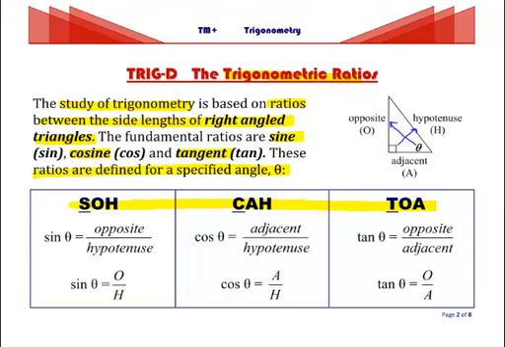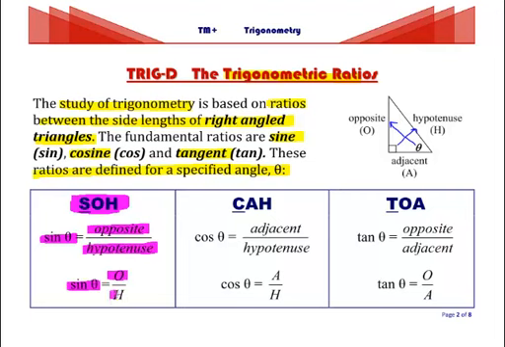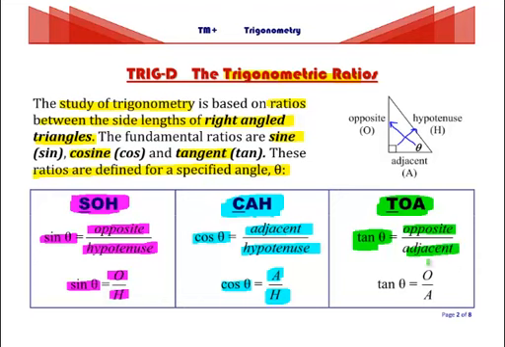And what SOHCAHTOA says is, if we look at the SOH of the SOHCAHTOA, it's saying that sine is opposite over hypotenuse. So you can see this here, sine theta is opposite over hypotenuse, or abbreviated, sine theta is O over H. That CAH of SOHCAHTOA is saying that cos is adjacent over hypotenuse. So cos theta is adjacent over hypotenuse. Abbreviated, cos theta is A over H. Then we've got TOA, which is saying that tan is opposite over adjacent. So tan theta is opposite over adjacent, or abbreviated, tan theta is O over A.